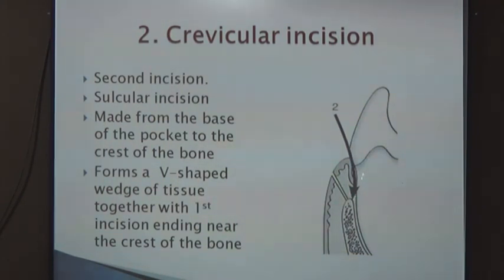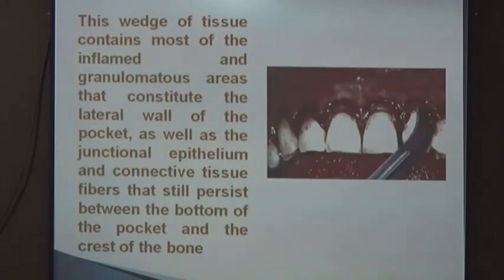Look here, V-shaped. Do you see the V? The pocket lining, diseased tissue, plus the depth of the pocket, this whole V-shaped piece gets removed. Okay? The wedge of tissue contains inflamed granulation tissue that constitutes the lateral wall of the pocket, number 1, as well as junctional epithelium and connective tissue fibers. So you get a V shape.